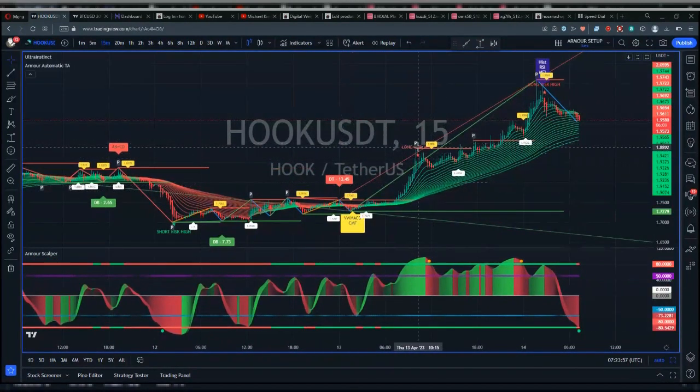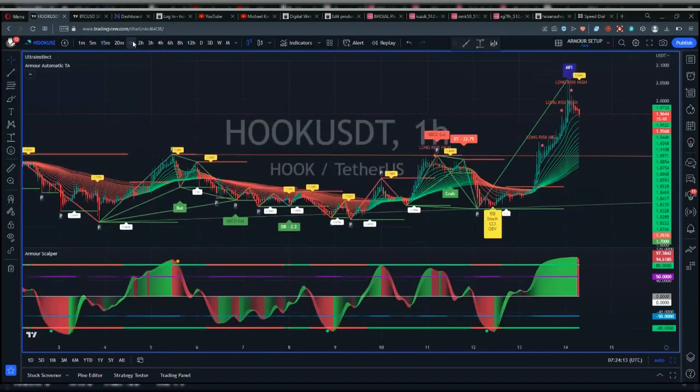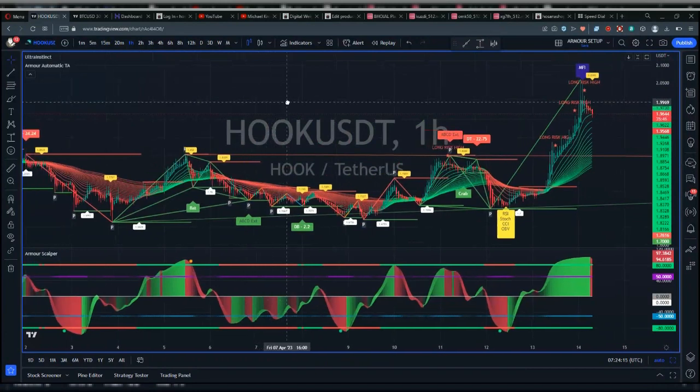So it produces a long risk high again, then sell signal, long risk high, divergence, a perfect setup for short. It is an amazing tool. Look at this 1 hour. Amazing.